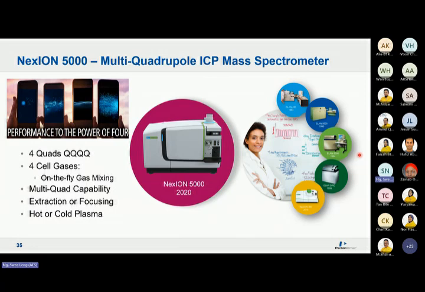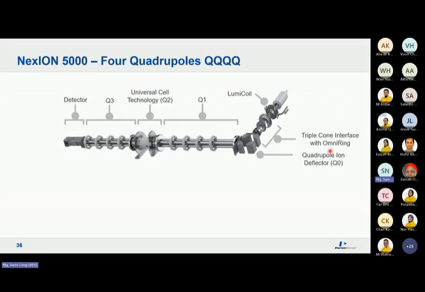So the latest model is our Nexion 5000. We actually have 4 quadrupoles. That means Q, Q, Q, Q. If you look at four, it's 4 handphone, but actually it's quadruple. Maybe I will say the real Q. We have Q1, then we have Q2. Here is Q2.